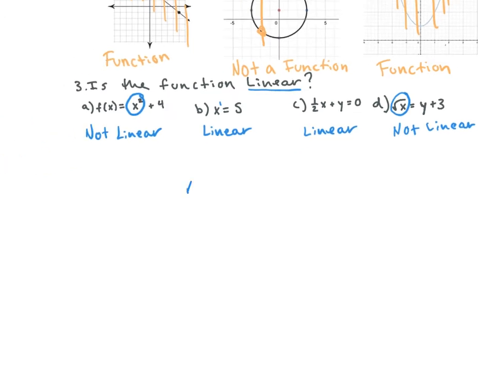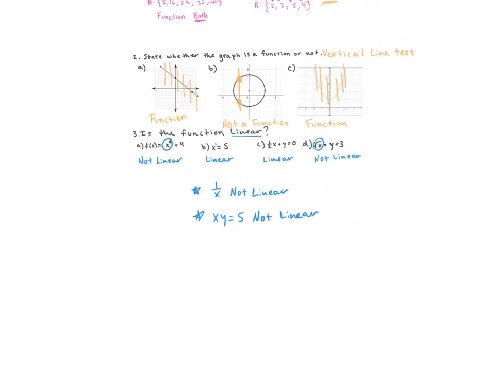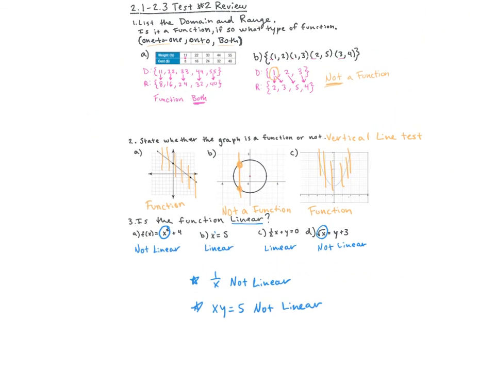Also remember, another rule is that you can't have a variable in the denominator, so this would be not linear. And we also can't have an x and y multiplied by each other. So if we have x times y is equal to some number, this would be not linear. Can't have our x's and y's multiplied by each other. So those are just two more examples of nonlinear functions.